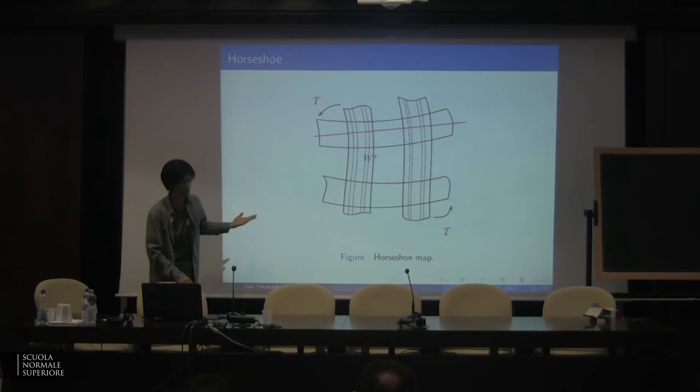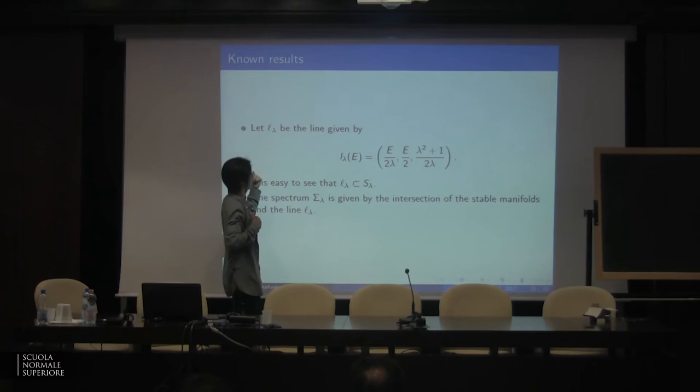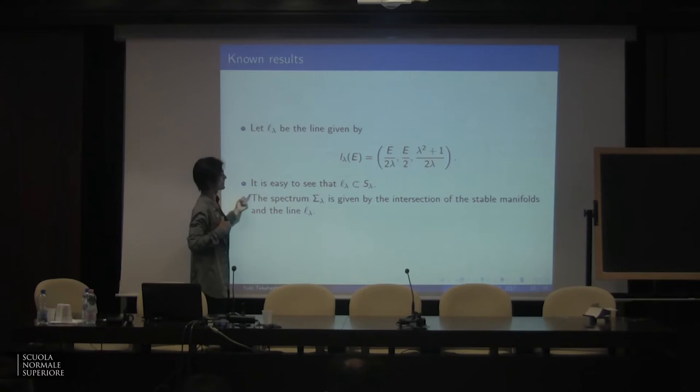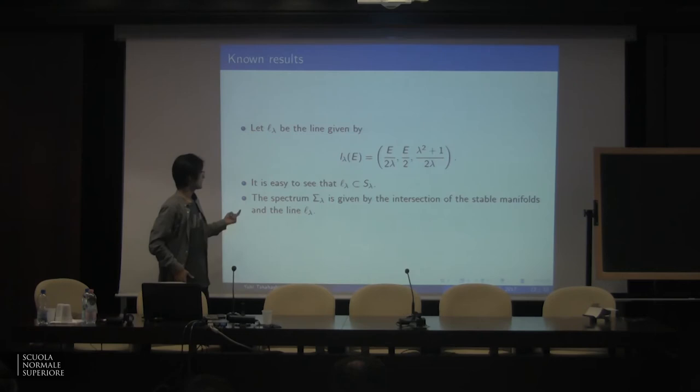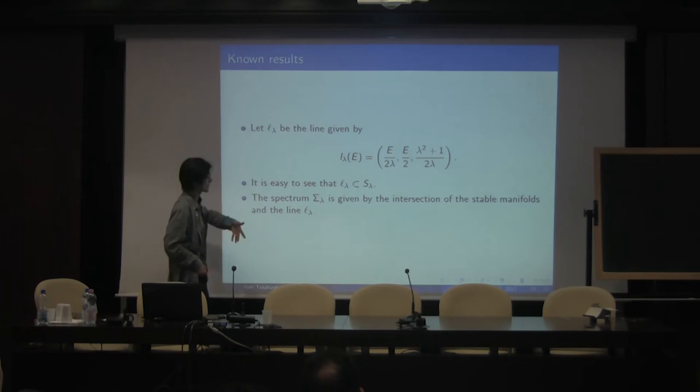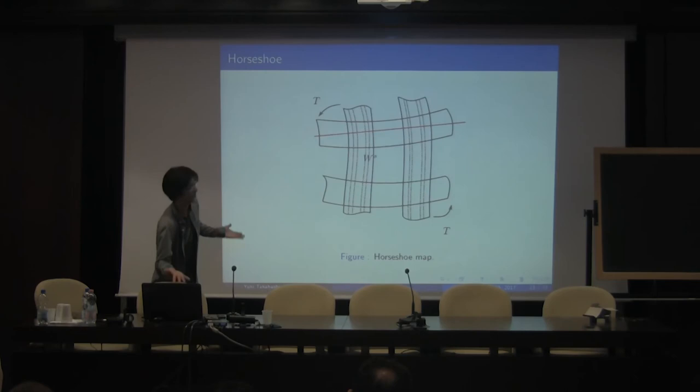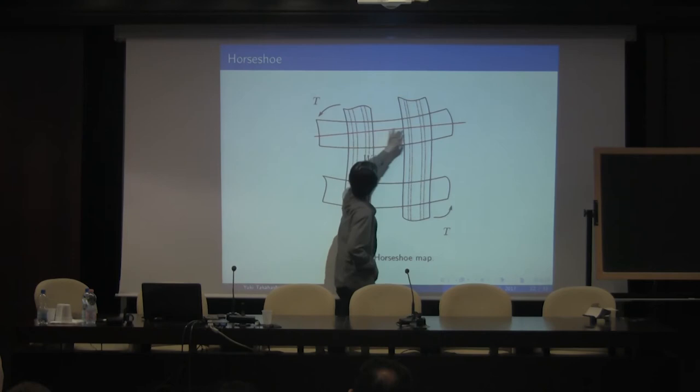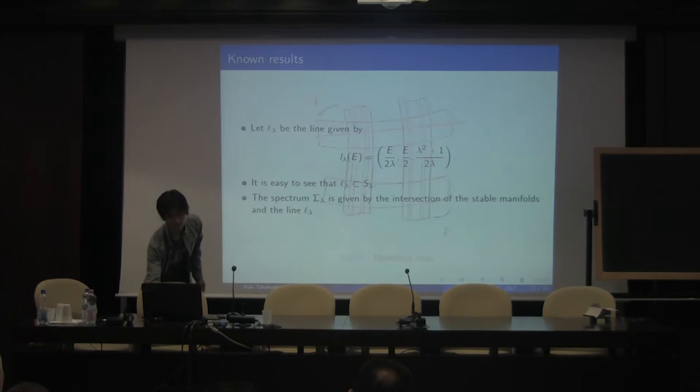Okay, and what else is known? Well, let us prepare a line L sub lambda by this, just a line. It's very easy to see that this line is on the surface, S sub lambda. And the spectrum, the most important quantity in spectral theory, can be given by the intersection of the stable manifolds. The action is hyperbolic, so we have stable manifolds. Intersection of the stable manifolds and this line. So this is the picture. We have stable manifolds and we have the line. And here, the intersection is a Cantor set, a dynamically defined Cantor set, that is the spectrum of the Schrodinger operator.